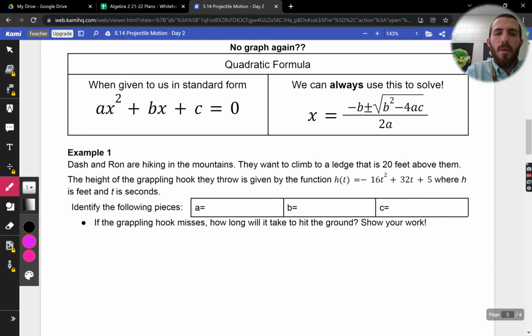So remember, in standard form, A is always with the squared variable. So in example 1, that's negative 16. B is always with the single variable, which is 32. And then the C is always by itself, no variables attached. So in this case, it's 5. Make sure you put the sign of the number with the number itself.